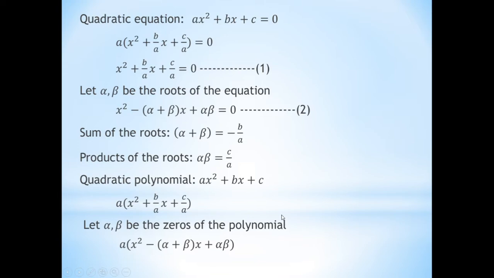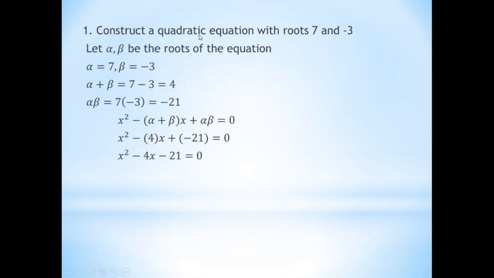Now we'll get into the problem. Construct a quadratic equation with roots 7 and minus 3. Let us take alpha and beta to be the roots of the equation. So alpha is equal to 7 and beta is equal to minus 3. Now you have to find the sum of the roots and the product of the roots. Alpha plus beta is the sum, which is 7 minus 3, equal to 4, and alpha into beta, the product, is 7 into minus 3, which is equal to minus 21.